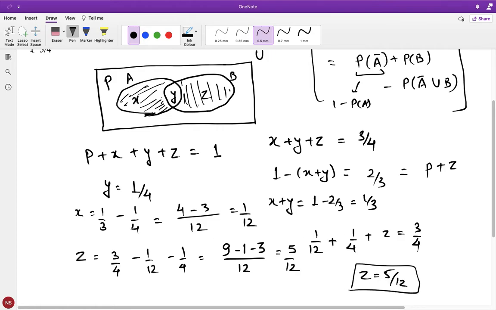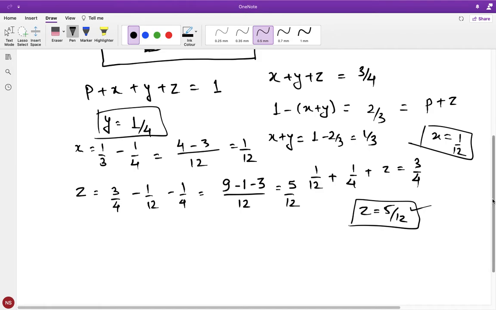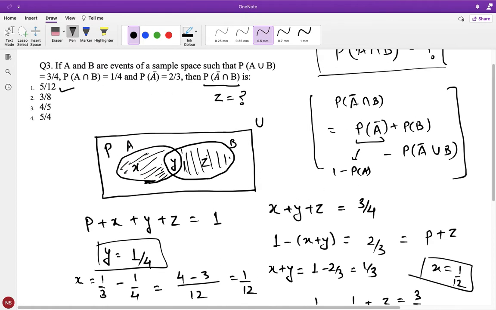Y is 1 by 4, and X is 1 by 12. So I solved for all the variables. Now we are being asked A bar intersection B. What is A bar? All the area outside of X and Y, so P and Z. And what is B? Y plus Z. So what is the area common between P plus Z and Y plus Z? Z. So the question asks me what is Z. I have already found out the value of Z, which is 5 by 12. So done. It's that easy.